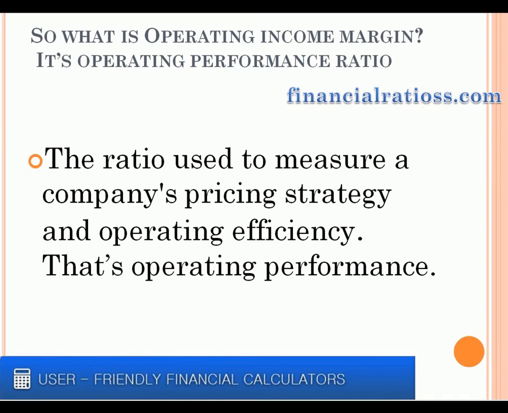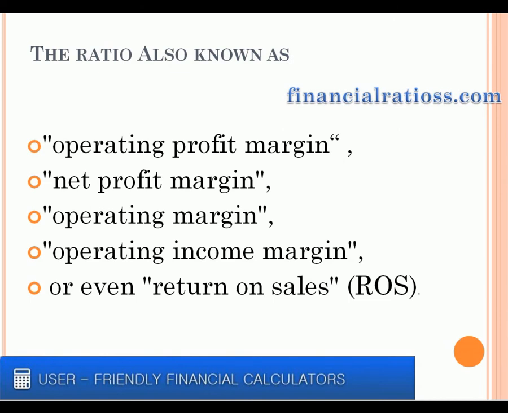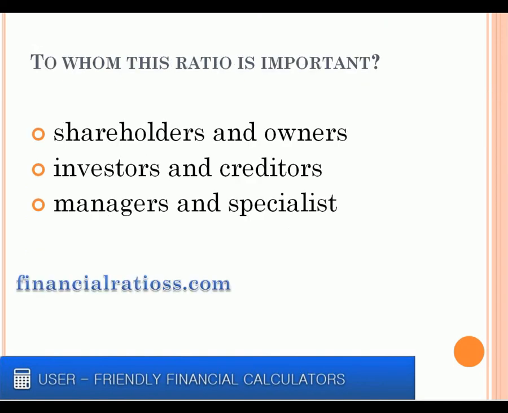The ratio used to measure a company's pricing strategy and operating efficiency is called the operating performance. The higher the margin, the better. When a company's margin is increasing, it is earning more per dollar of sales. The ratio is also known as operating profit margin, net profit margin, operating margin, operating income margin, or even return on sales, ROS.